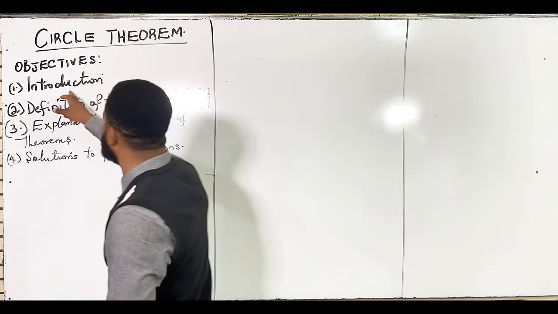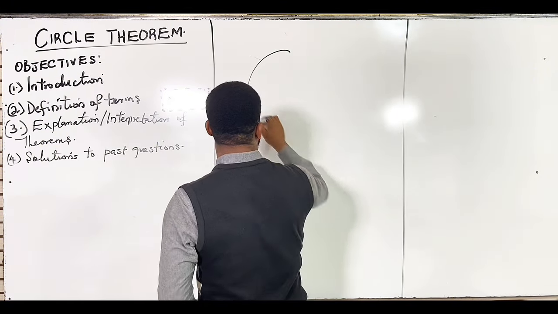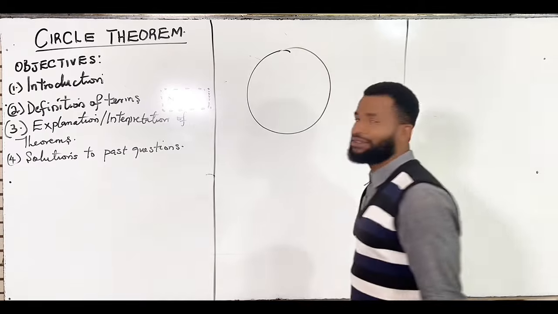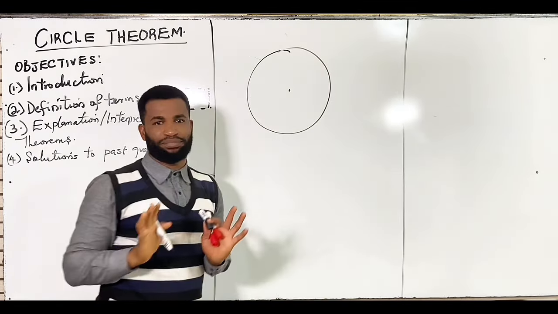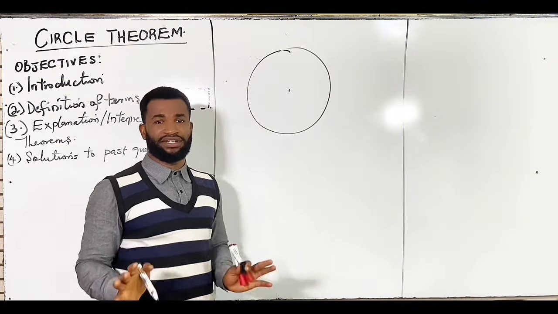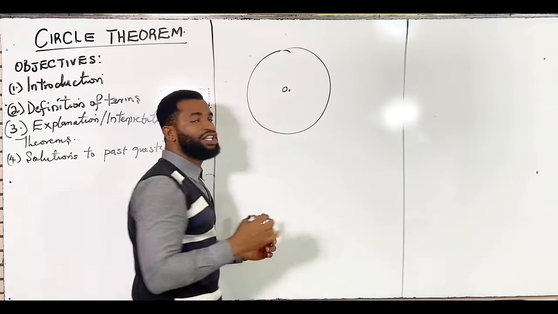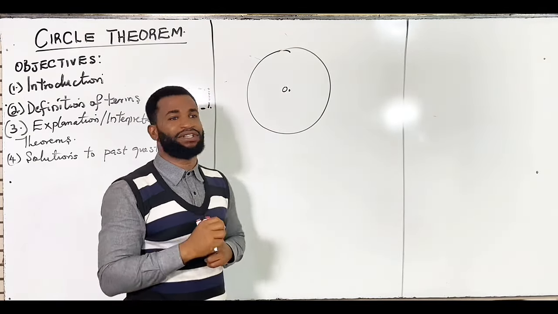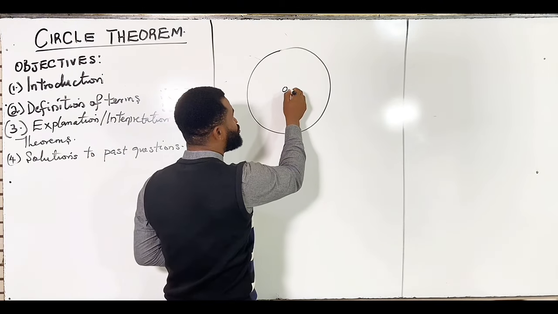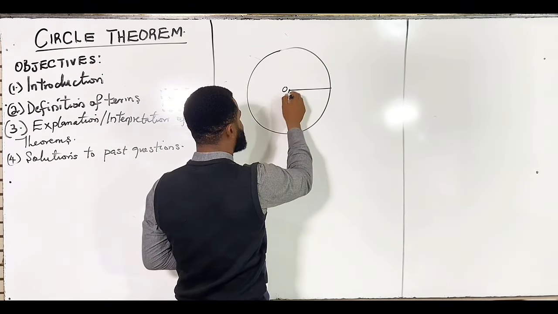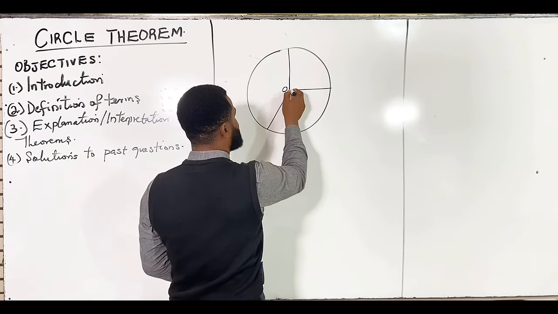So let's start with the first one, introduction. In my introduction, I'm going to first write a circle. This is a circle. What makes it a circle is not the shape, it is the condition that makes it a circle. What makes a circle is that at this point O, mathematicians usually use O to represent the center of the circle, the line from the point to any part of the circumference is the same. That is the condition that makes a circle.